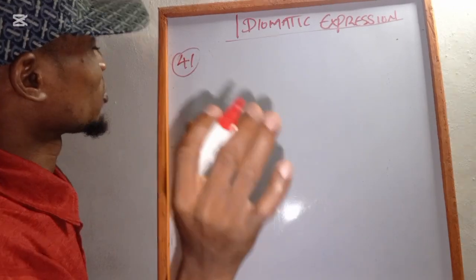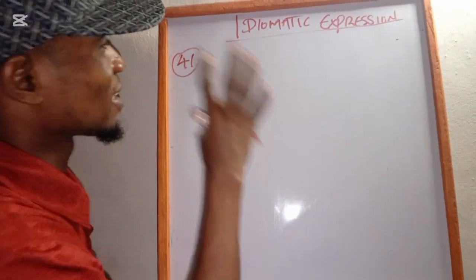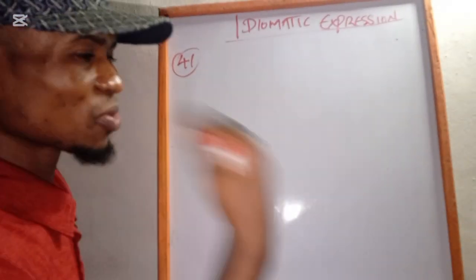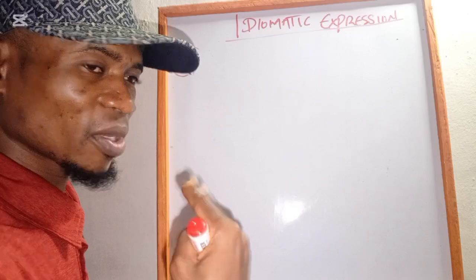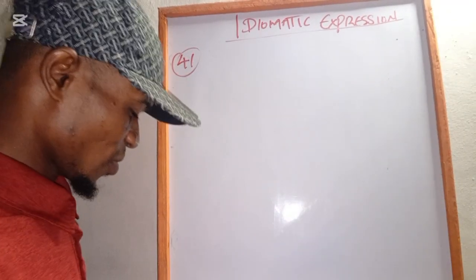41. Now, some of you will ask, why are we writing 41? This class has begun from previous videos, so you can go back and watch where we started from in the idiomatic expression classes, and continue from there.